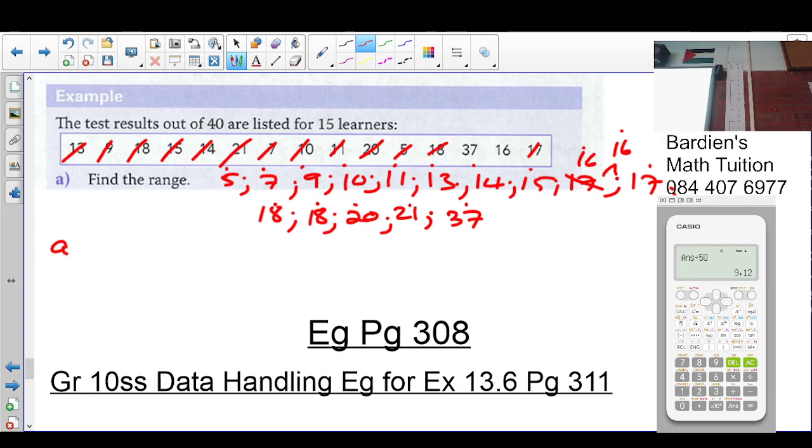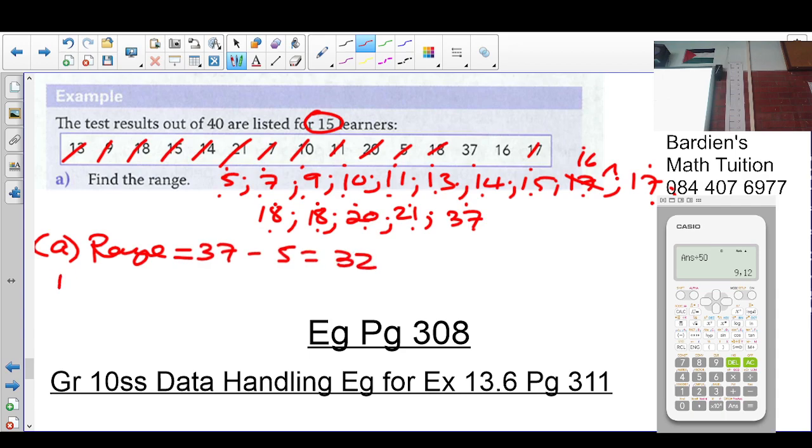So let's look at the range. No, I got this wrong, because we have 15 values. There's 1, 2, 3, 4, 5, 6, 7, 8, 9, 10, 11, 12, 13, 14, 15, 16. There's only one 16. Now, who gave me two 16s? The range, of course, is the highest value minus the lowest value, 37 minus 5, which is 32.